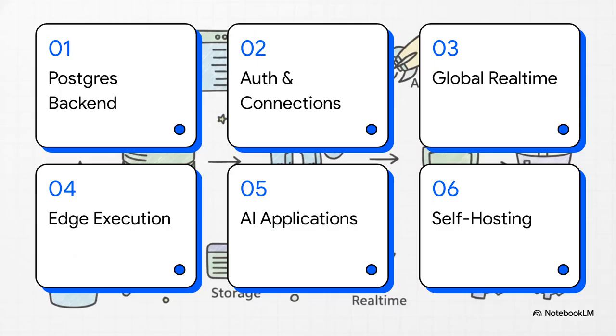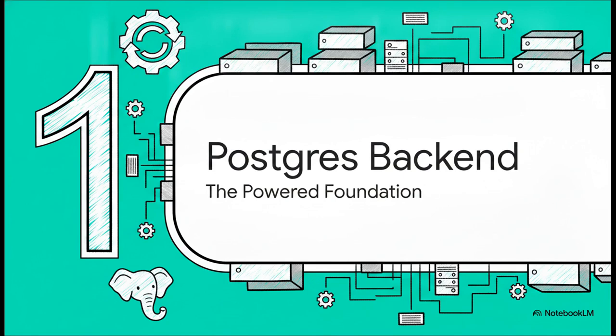So, to make sense of all this tech stack soup, we're going to break it down into 6 highly organized, logical components. First, the Postgres-powered backend. Then, connections and secure authentication. Third, real-time at global scale. Fourth, execution at the edge. Fifth, powering modern AI applications. And finally, taking control with self-hosting. Let's start right at the foundation with part 1, the Postgres-powered backend.